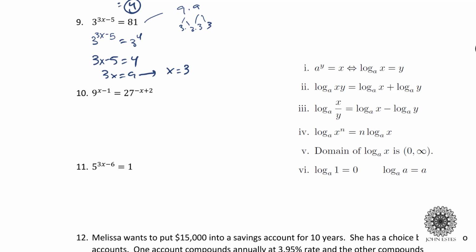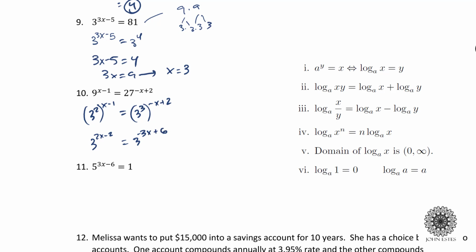Okay, for number 10, I think we can also get a common base, because when I see 9, I instantly think 3's, right? So I think this is 3 squared to the x minus 1 power. And hopefully 27 is 3 to some power, and it is. It's 3 cubed, right? Because it's 9 times 3 to the negative x plus 2 power. So remember, when I raise powers by powers, that means I multiply. So that's going to be 2x minus 2. And on this side, I have 3 to the negative 3x plus 6.